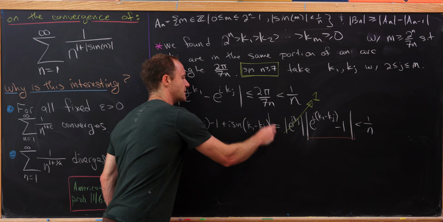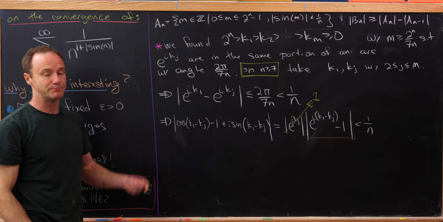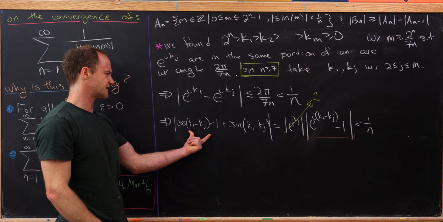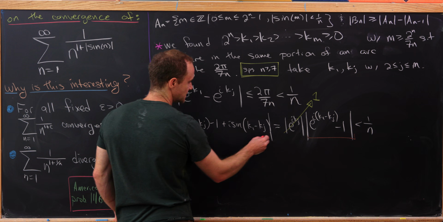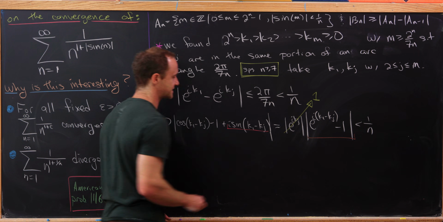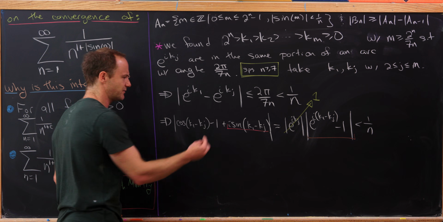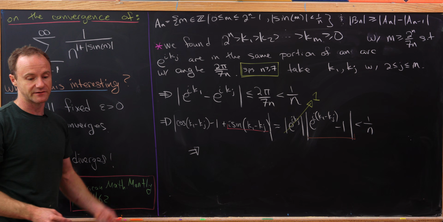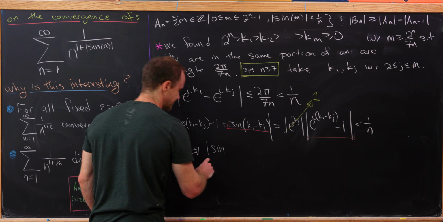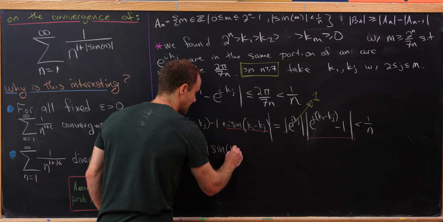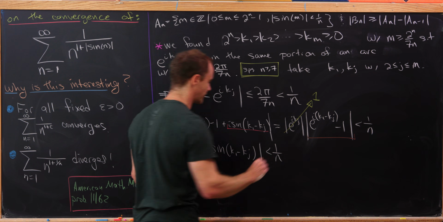But notice that if we take the modulus of a complex number, we're going to get something that is necessarily bigger than or equal to just taking the modulus of either the real part by itself or the imaginary part by itself. And so we might as well just drop this off and take the modulus of the imaginary part. That would be simply the absolute value of the sine of (k_1 minus k_j). So that brings us down to the following inequality: the absolute value of sine of (k_1 minus k_j) is in fact less than 1 over n.